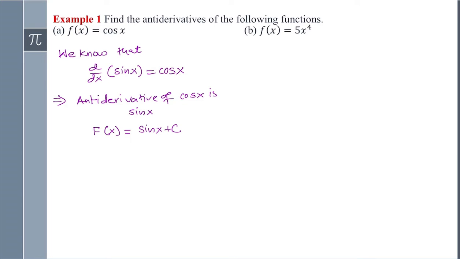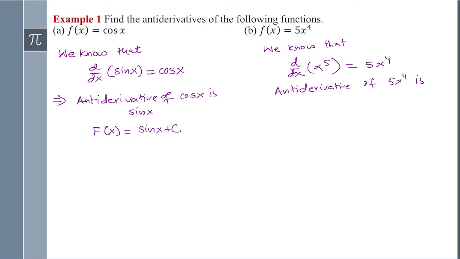So similarly here, we know that the derivative of x to the fifth equals 5x to the fourth, which means the antiderivative of 5x to the fourth is x to the fifth. Okay, or in more general, we write F of x equals x to the fifth plus c. That's the general antiderivative.